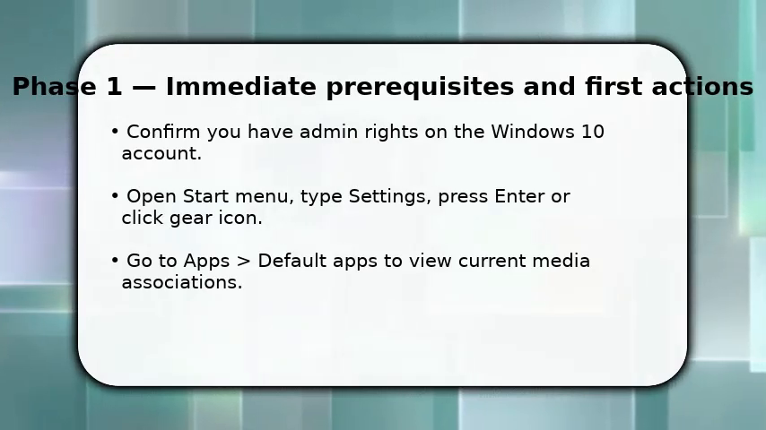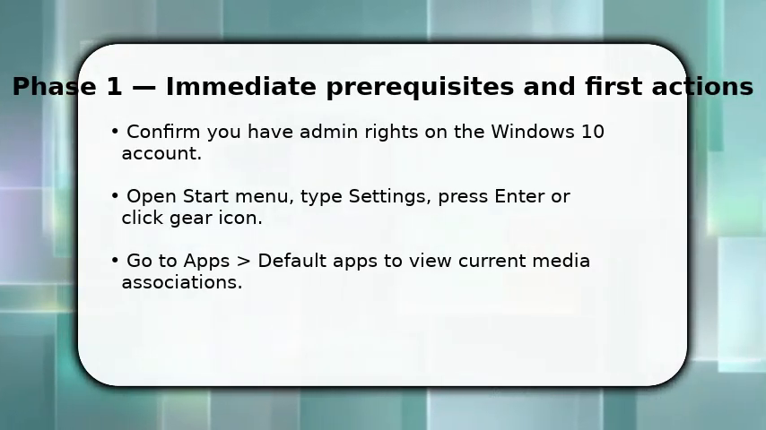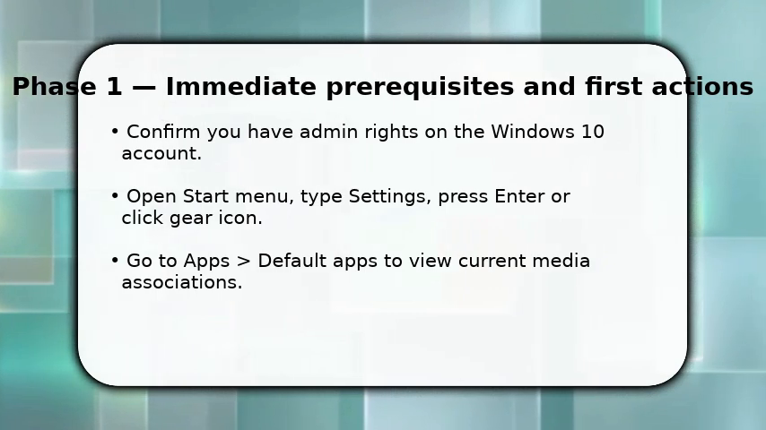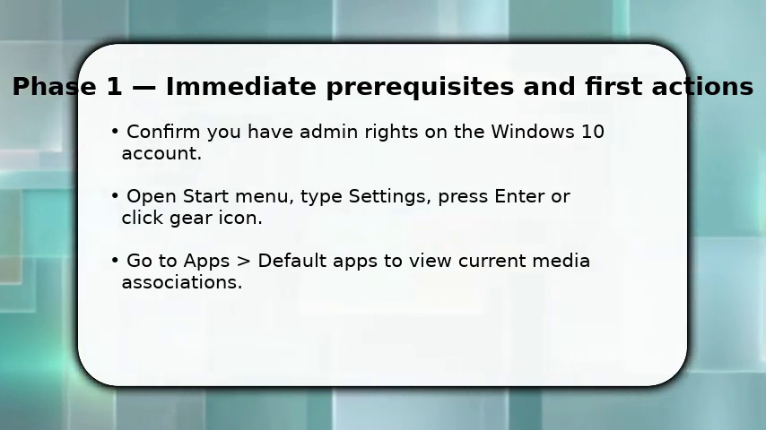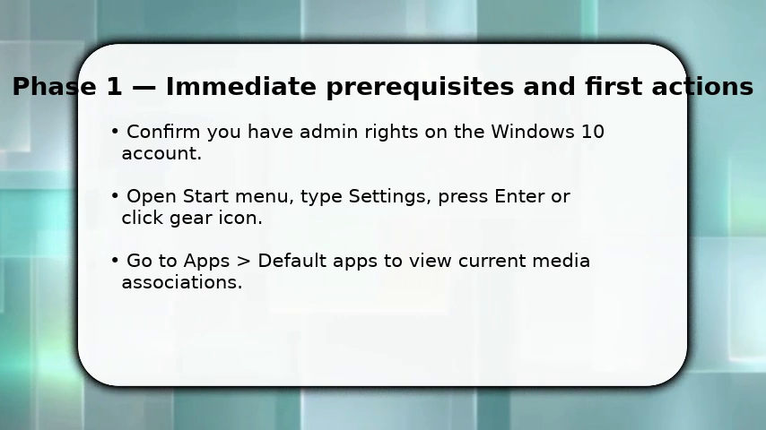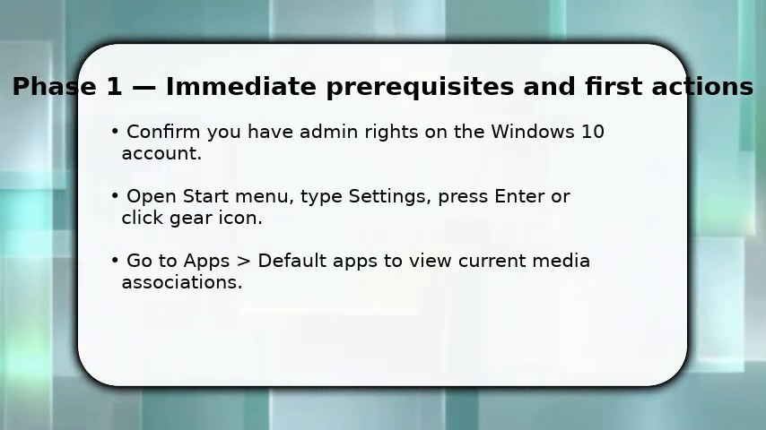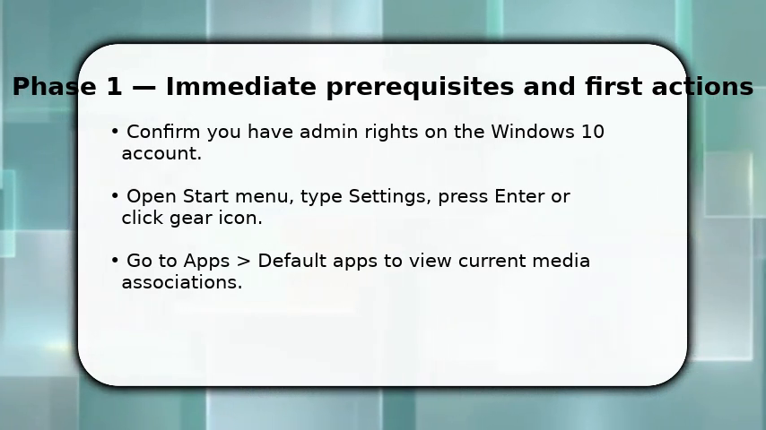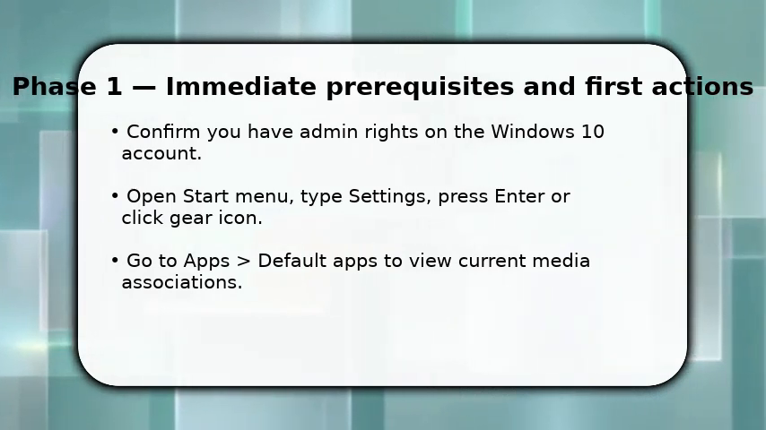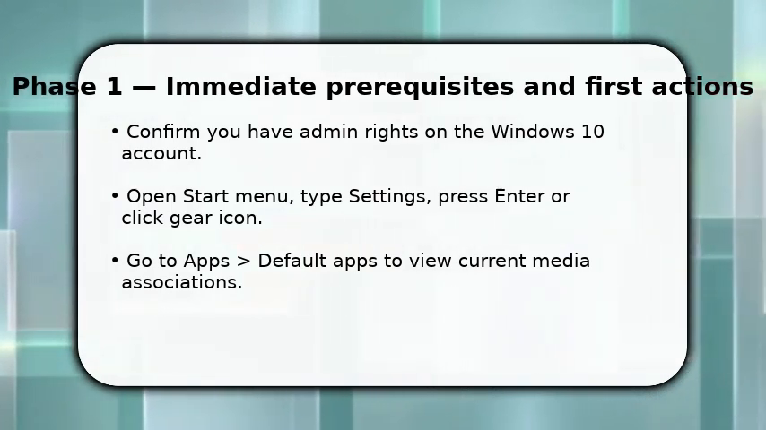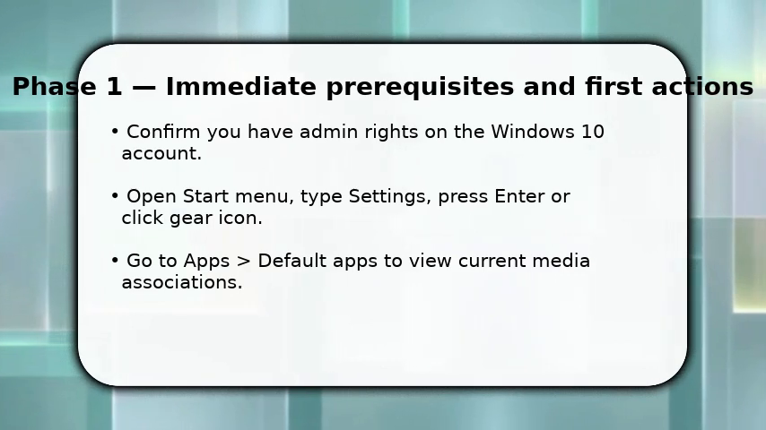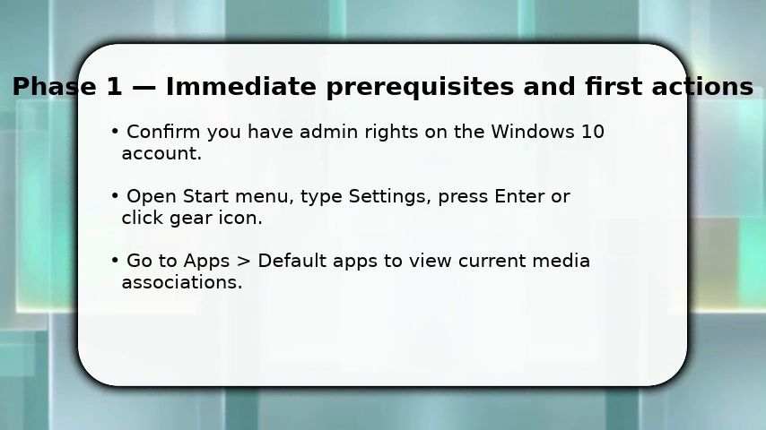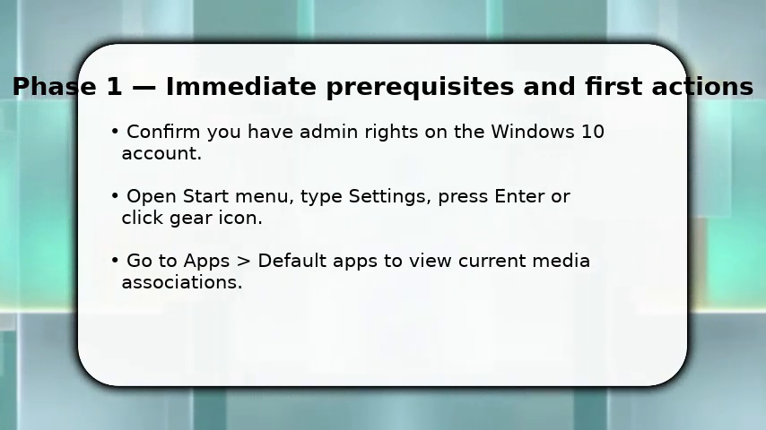You start by making sure you have administrative access so changes stick across accounts. This avoids permission errors. Once ready, open the Start menu and type Settings, then press Enter or click the gear icon. From Settings, navigate to Apps and choose Default Apps. This is where Windows stores associations for music and video. Make sure the media file type you want to change is visible. This initial navigation saves time and positions you to replace the current player quickly.